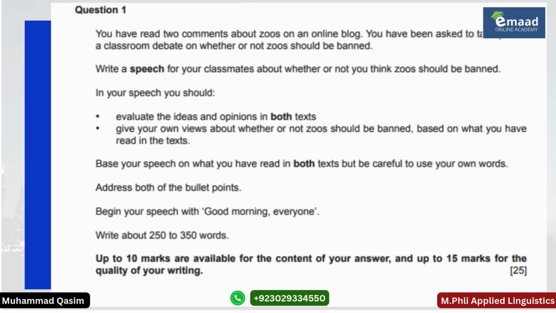Up to 10 marks are there for the content of your answer. Obviously you will be extracting a portion of it from the reading text, and there will be a portion of your own opinion and ideas. And up to 15 marks are for the quality of your writing, that includes your grammar, spelling, punctuation, and all these things. Besides this, you also need to be very careful about the coherence and cohesion of the response that you write. So your writing quality also matters a lot.